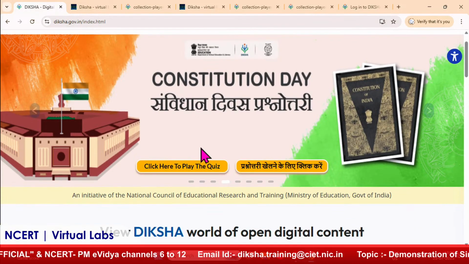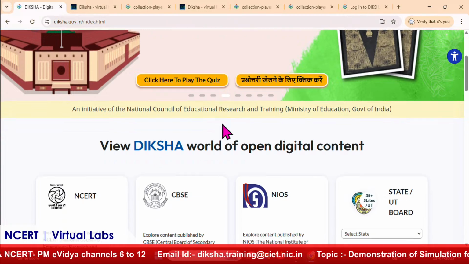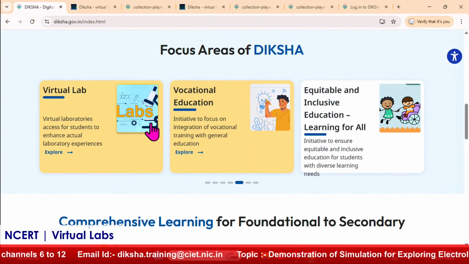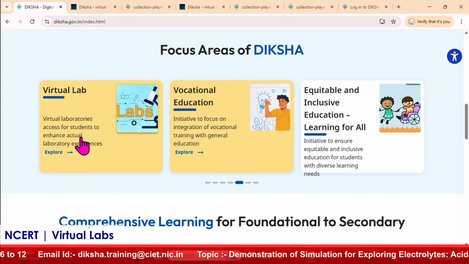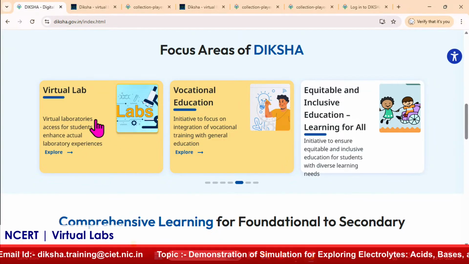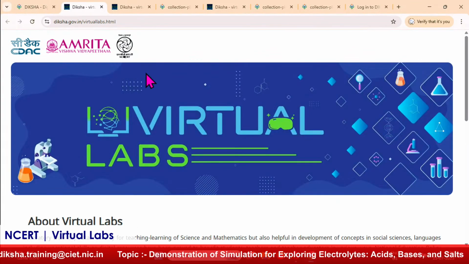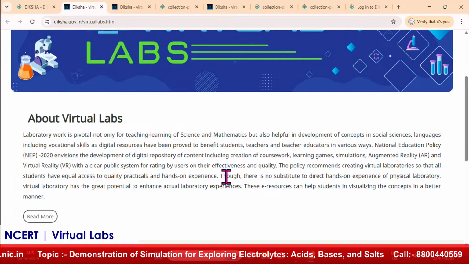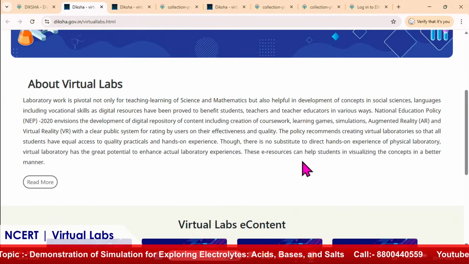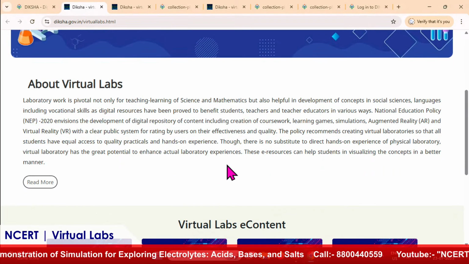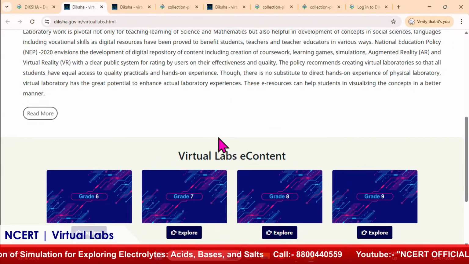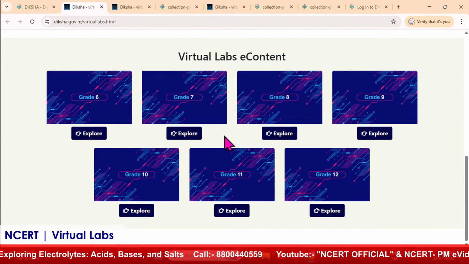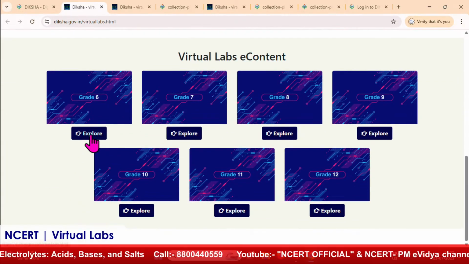So this is the home page of Diksha. Here, if I scroll down, you can see there is a focus area, and in this focus area there is a tab for the virtual lab. The moment I click on this virtual lab, you can see this is the landing page where the importance of virtual labs is mentioned, because we are using these virtual labs as per our National Education Policy 2020.